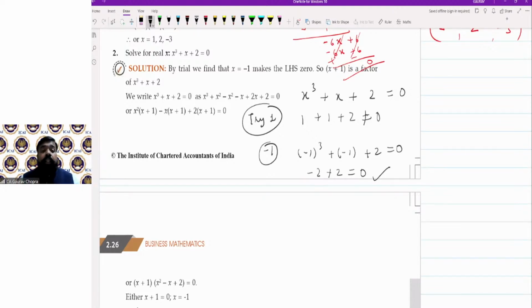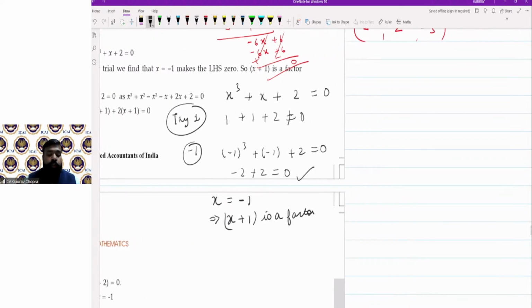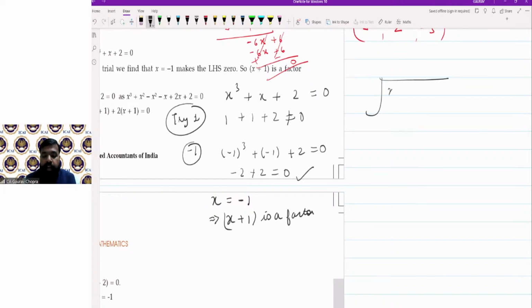That means x is equal to minus 1. This shows that x plus 1 is a factor. X plus 1 is a factor of the given equation. Now we have to divide and find the result. So x cube plus x plus 2, divide it with x plus 1.